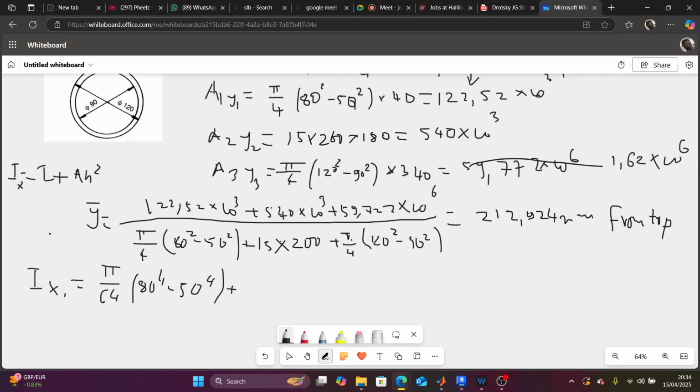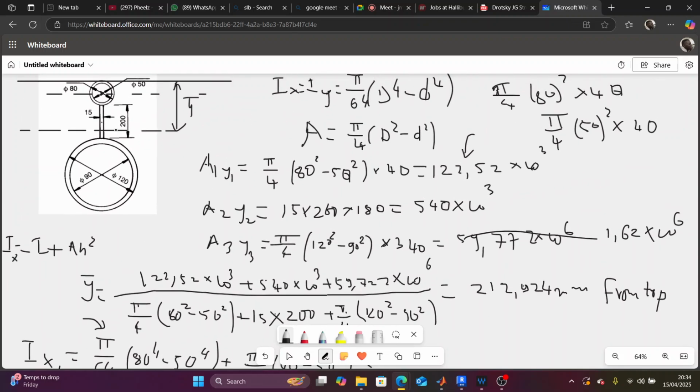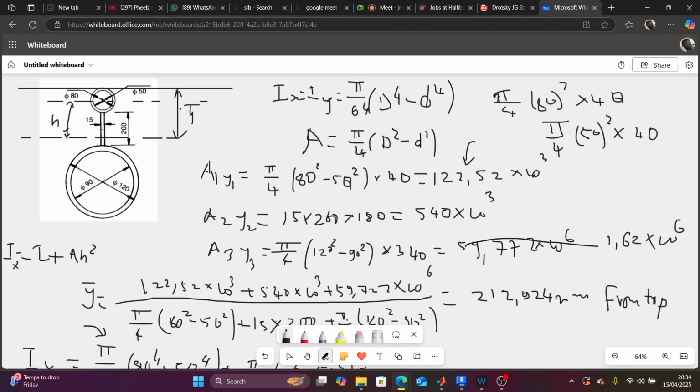This is the I. Next is the area. What is the area? The area is pi over 4 times (80 square minus 50 square). Now multiply by, this is what is important, our h. In this case our h is the distance from this centroid to y bar, from here to here. How do we get this h? Now we have to use our math. We have y bar given.